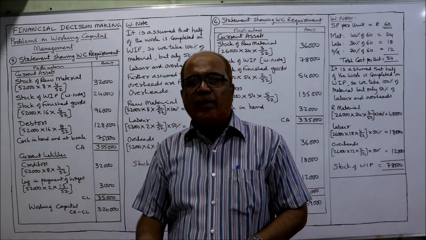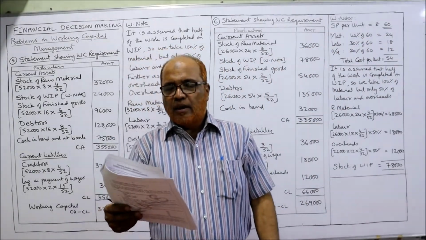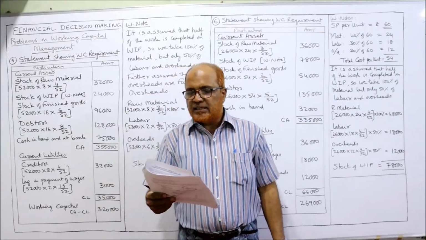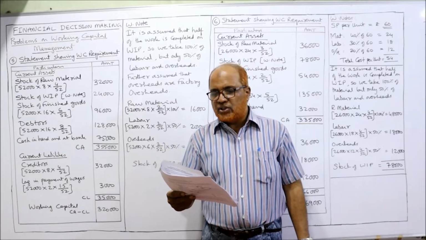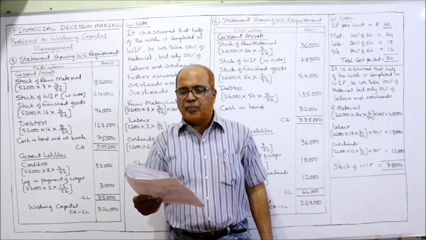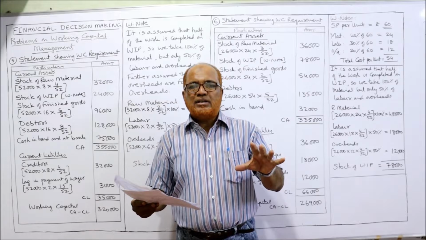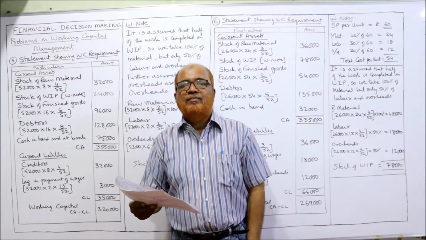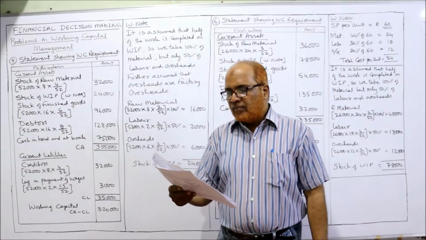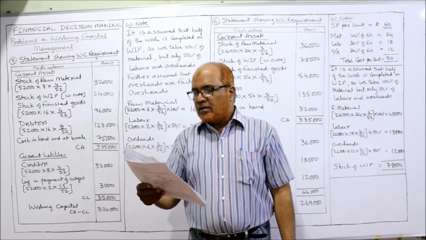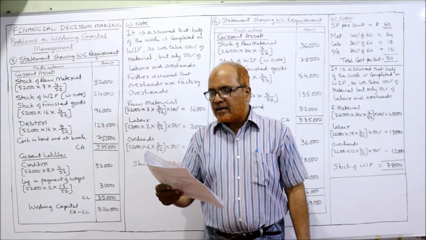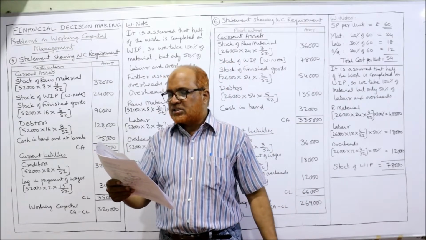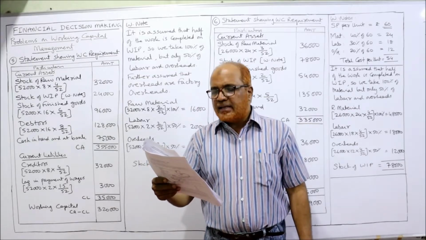Come on, see the problem number 5. Now, you are required to prepare a statement showing the working capital needed to finance a level of activity of 52,000 units of output. So, we want to estimate the working capital for the level of activity for the output required is 52,000 units. The following information is available: raw material per unit 8 rupees, direct labor per unit 2 rupees, overhead per unit 6 rupees, total cost 16 rupees. Profit 4 and selling price 20.